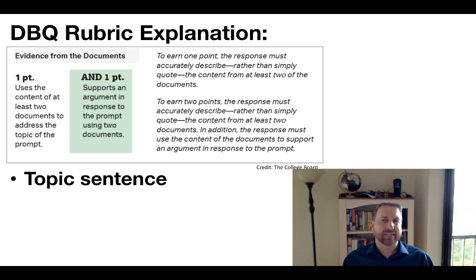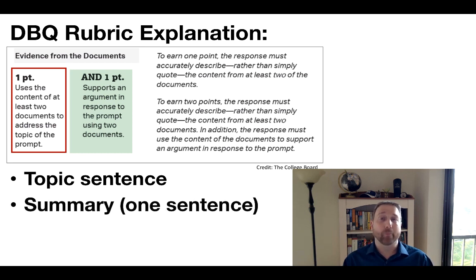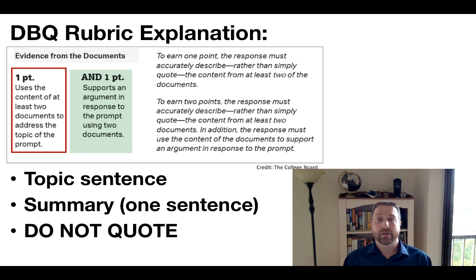Now let's tackle the evidence from the docs and look at one of the easiest points on the rubric. You must use the content of at least 2 documents to address the topic of the prompt. So provide a 1-sentence summary with specifics from the doc. You can include more than 1 sentence if you feel you need to, but remember, time is a big factor. Remember, do not quote the docs, as there is no value added. It is a waste of time because the quotation cannot speak for itself. Ain't nobody got time for that.